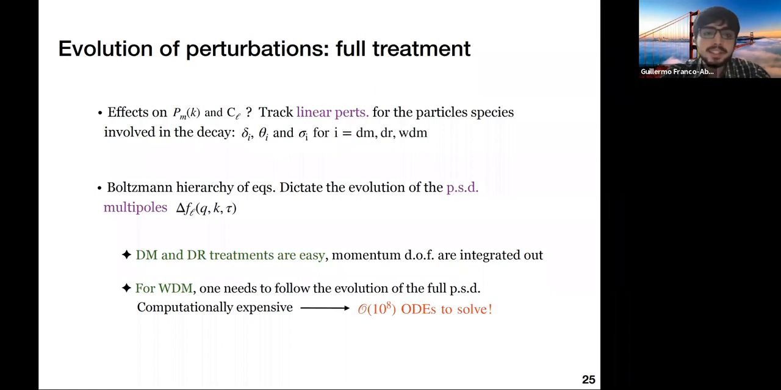So the more generic way to do that is just to consider a Boltzmann hierarchy of equations, which dictate the evolution of the phase space distribution multipoles. For dark matter and dark radiation, the treatment turns out to be very easy because all the momentum degrees of freedom can be integrated out. But unfortunately, for warm dark matter, one cannot do this simplification, and one needs to follow the evolution of the full phase space distribution. And the problem is that this can be very computationally expensive. One might need to solve the order of 10^8 ordinary differential equations, making any kind of cosmological analysis completely impossible.